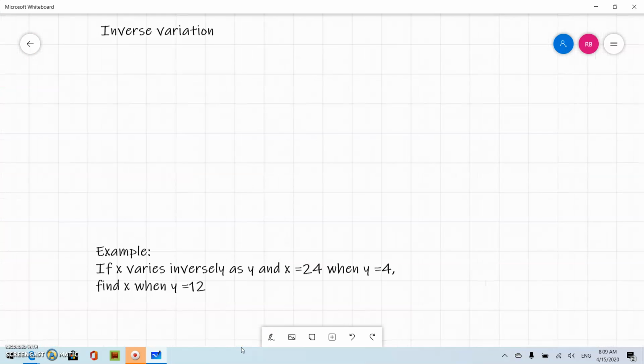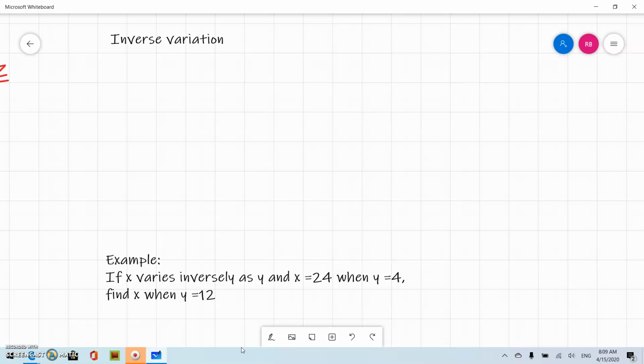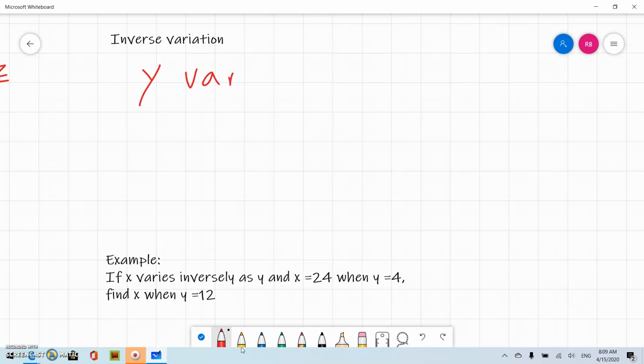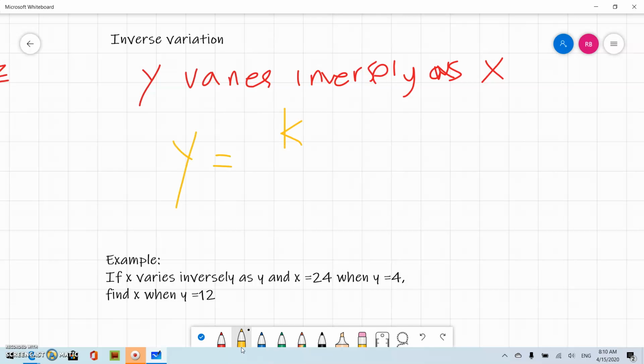Inverse variation, however, you can see from the word inverse, will say something like this: y varies inversely with x. You still need k, because k is always there. Instead of having x multiplied to k, you are going to divide k by x. So obviously, x cannot equal 0, and y cannot equal 0 because k can't equal 0.